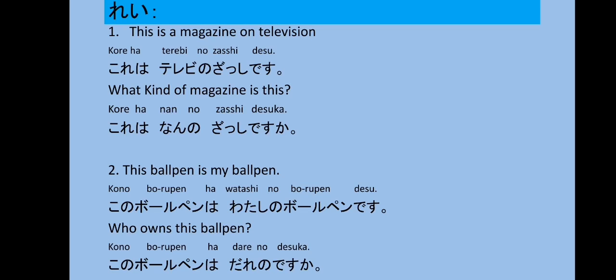So, how do you say, like what I've said earlier, paano papalitan ng what is this ballpen, ng who owns this ballpen, papalitan mo yung nan ng dareno. So, kono ballpen wa dareno desu ka? Pero kung gusto mong tanungin, ano tong ballpen na to, paano mo siya tatanungin? Sasabihin mo, kono ballpen wa nan no desu ka?